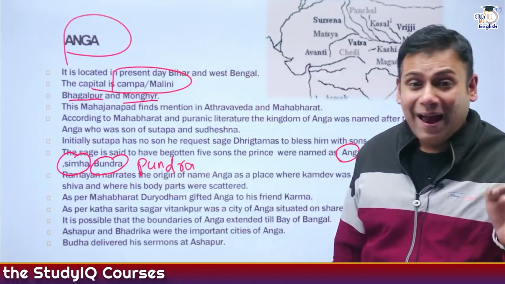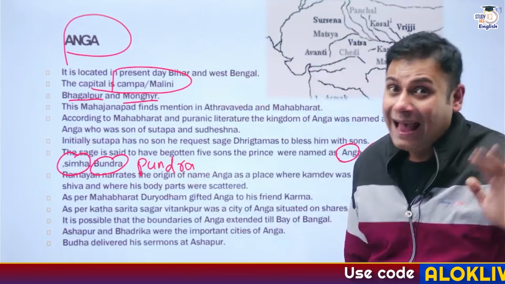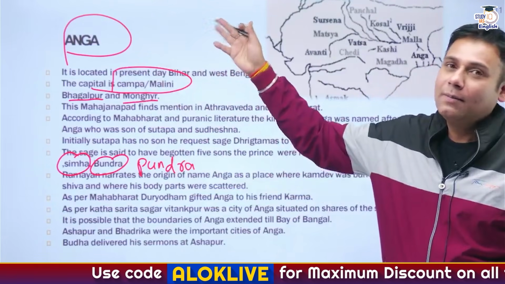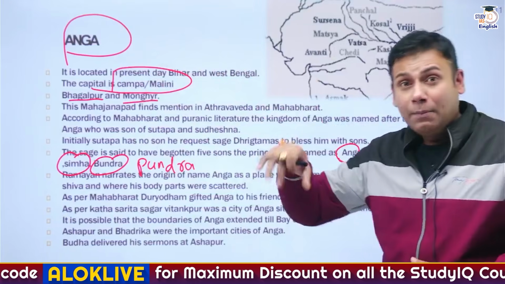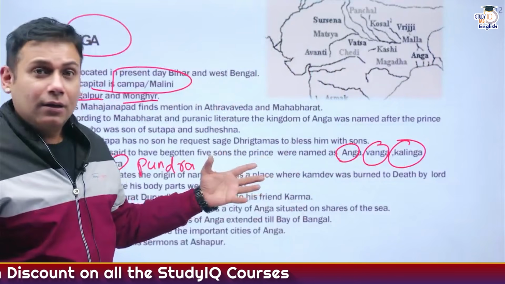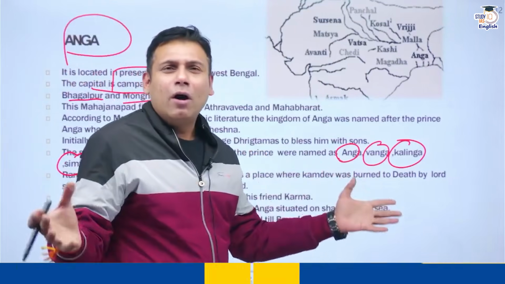So Sutap and Sudeshna gave birth to 5 children. Since the eldest child was Ang, this Mahajanpad is called Anga Mahajanpad. The Ramayana narrates a different story. It is believed that there was a Rakshas, or a demon, named Kamdev. He had created havoc in this region.